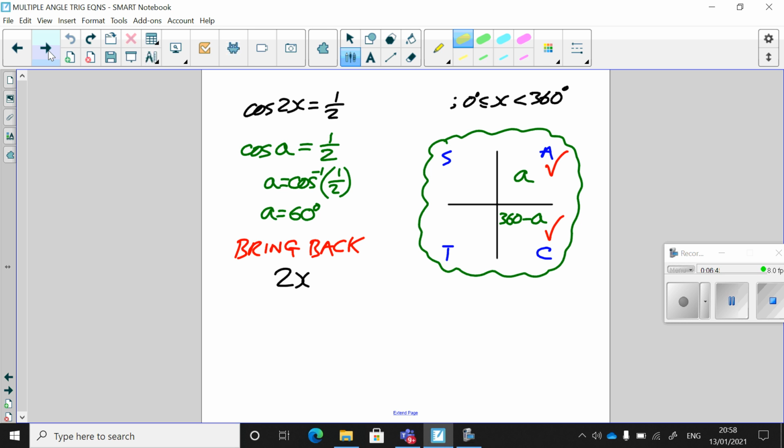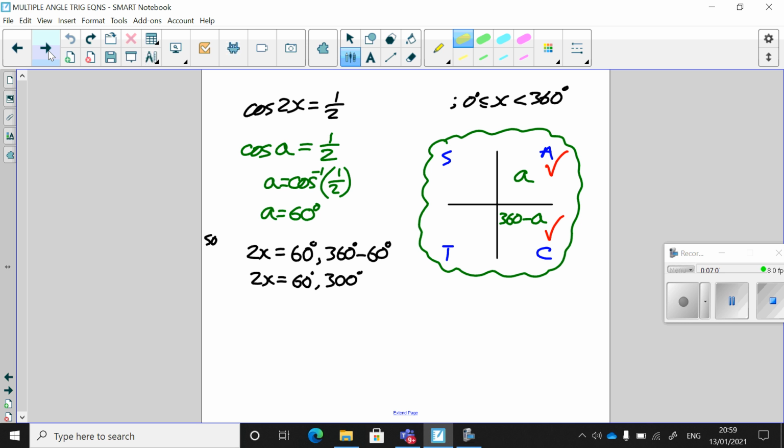But we have to bring back 2x because now that's what we're solving for. So it's 2x equals 60, that was the calculator answer, and 360 minus that. Right, okay, we've got our two solutions for 2x. 2x equals 60, 2x equals 300.